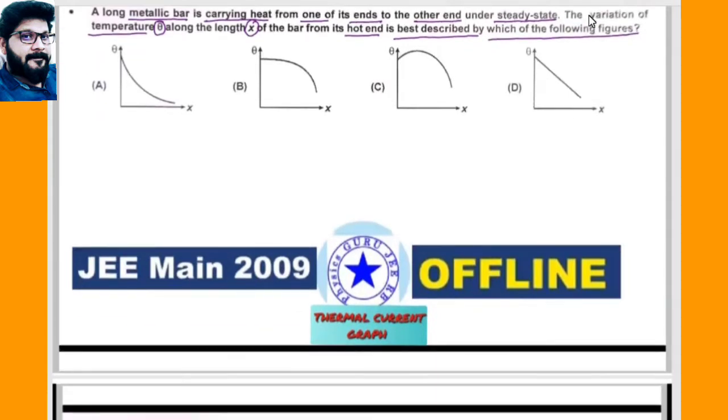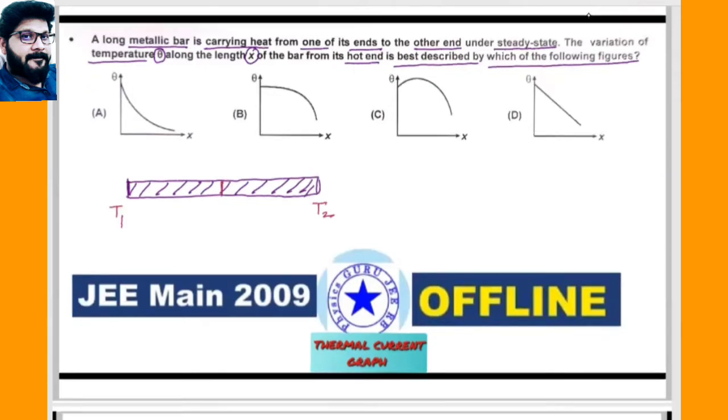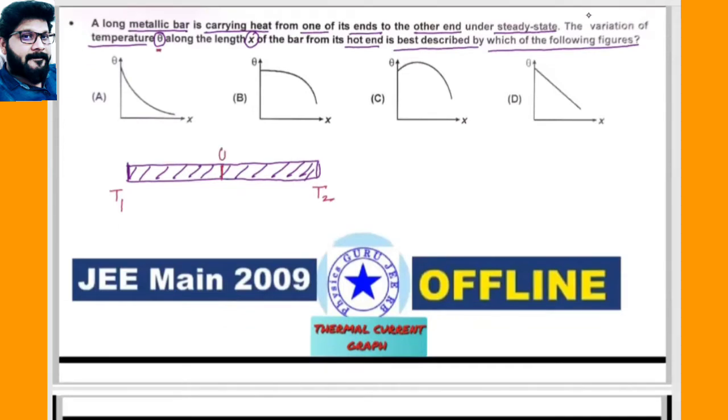We can show this one like this. Let me consider a situation in which a rod is there. Let me take the temperatures at one end as T1, and here it is T2. Now we want a particular temperature theta along the length x. That means I want theta here, at a distance of x from one end.